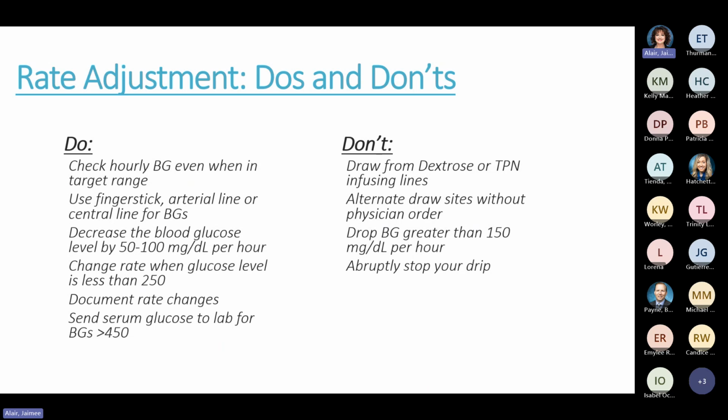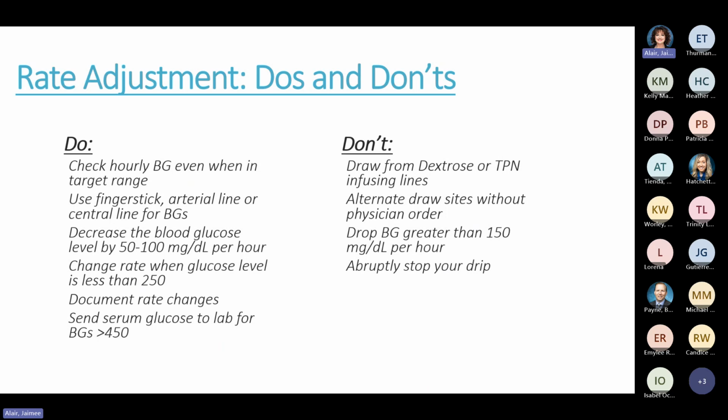There are some do's and don'ts when considering adjusting insulin. We're still checking the sugar even if it's in target. We're using finger sticks. We can use art lines. We can use central lines. And then, of course, we want to see that decrease of 50 to 100 per hour. We're going to change that rate when the blood sugar is less than 250, and then document any changes.